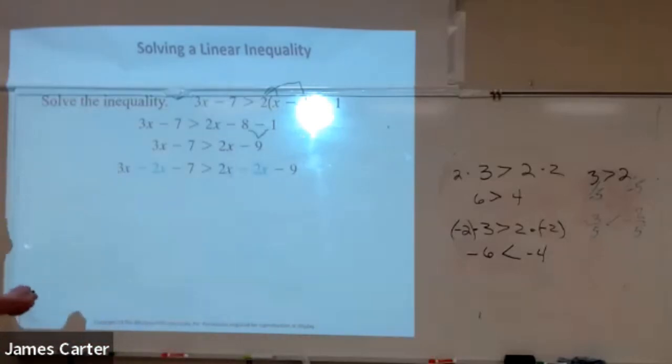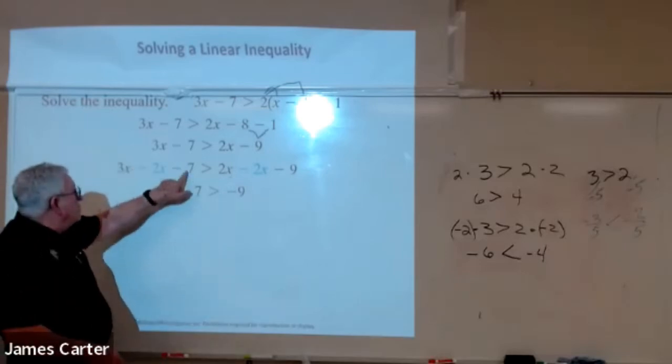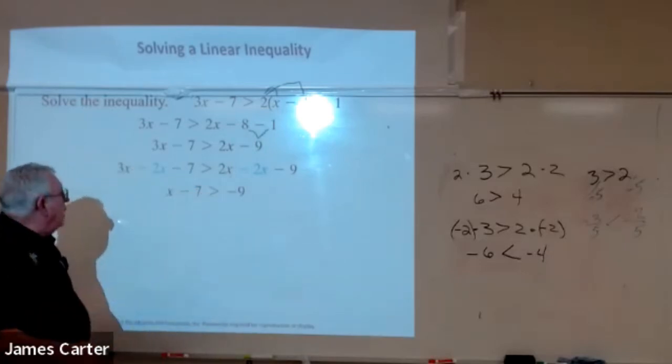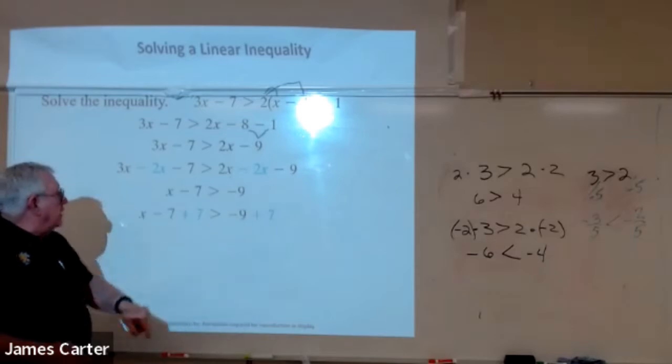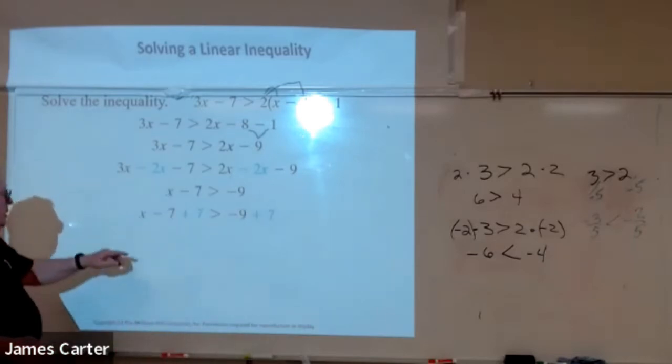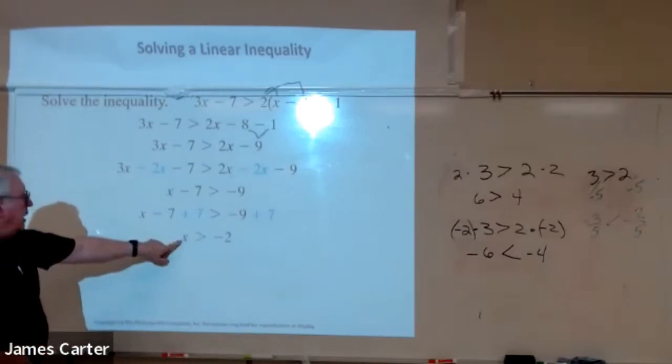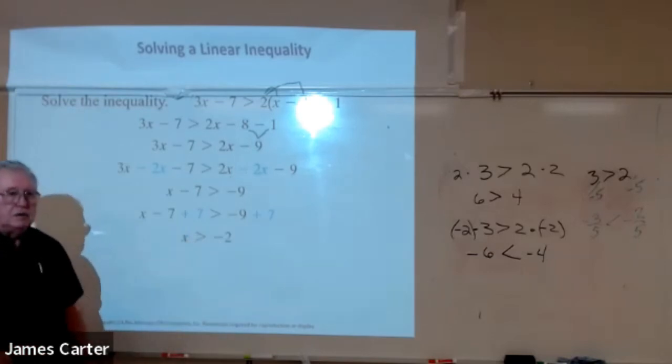So anyway, we simplify again. These two make x. Here's the 7 and there's the -9. Now we're going to move this 9 over there. And when we do that, we get x is greater than -2.